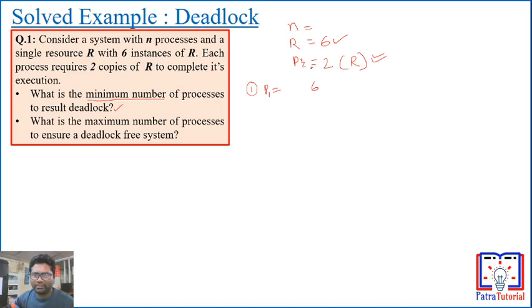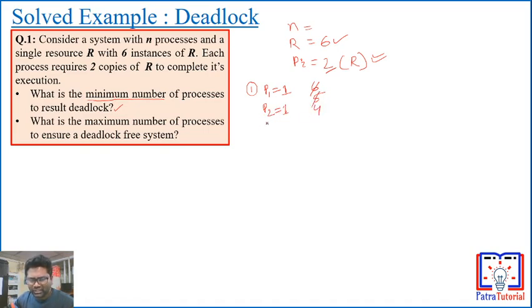They need a maximum of two instances to complete their execution, right? So I will allocate one instance. Let me allocate one instance of resource type R to process P1. Then I have 5 instances. Now let one more process come, P2. Then I will allocate one instance and keep this process also in a waiting state. Then I have 4 instances.